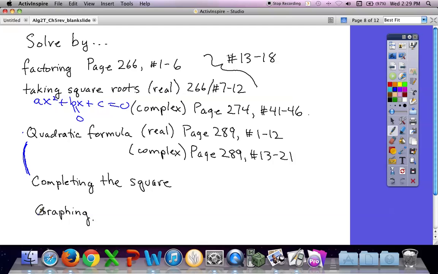Okay, so some of these, like taking square roots, sometimes you get imaginary solutions, right? And that comes from the section on imaginary numbers. And the quadratic formula, we did that today in the homework, right? There were some where we got real number answers. There were some where we got imaginary answers. And they come from a different place.